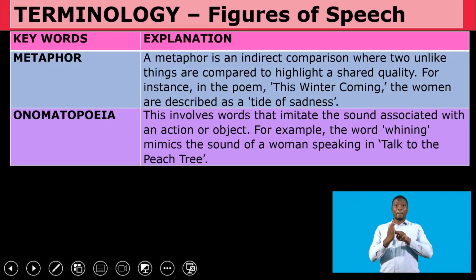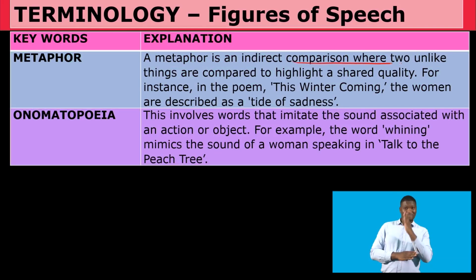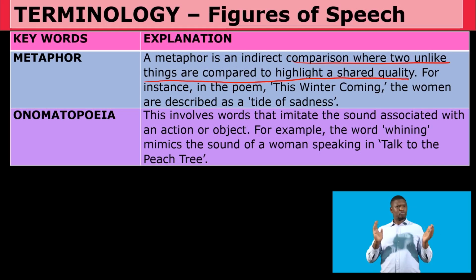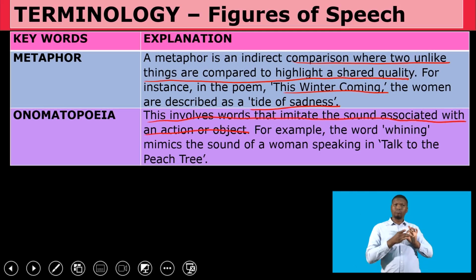A metaphor. A metaphor is an indirect comparison where two unlike things are compared to highlight a shared quality. For instance, in This Winter Coming, the women are described as a tide of sadness. Onomatopoeia. This involves words that imitate the sound associated with an action or an object, like bang, slam.